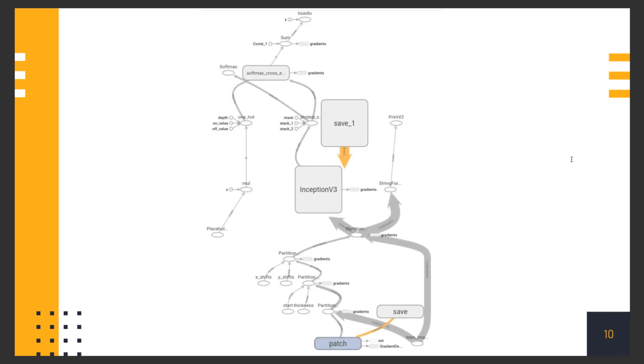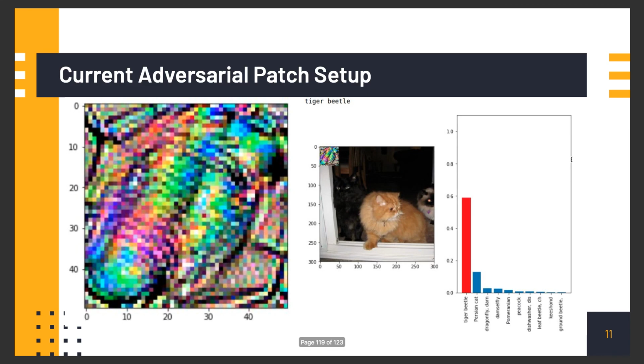So this is basically the TensorBoard representation of our algorithm. Here is the patch. Here we shift it, fold it, and attach it to the images, and then process them with the softmax classifier. And basically, this is how we get our loss function. Our loss function is the cross-entropy error for our target class. We wanted to misclassify.